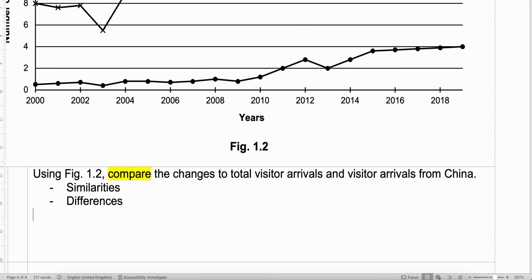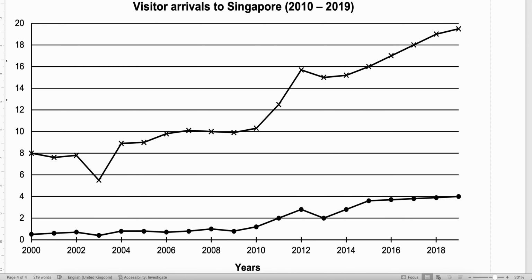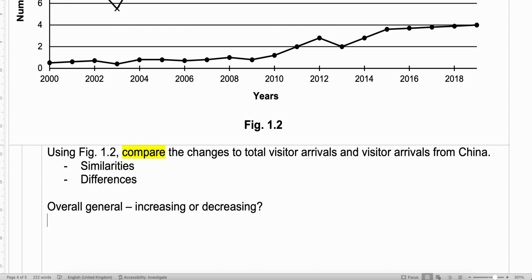Okay, so as what Ms. Tan has shared with you from the previous practice, multiple things that you can talk about. You can talk about overall general. Okay, overall are both having the same trend. Okay, are they both increasing or decreasing? Okay, this could be a similarity, all right, or difference. Okay, and you can also talk about the rate of change. Is one increasing more than the other? Okay, so this is one possibility that you can talk about.